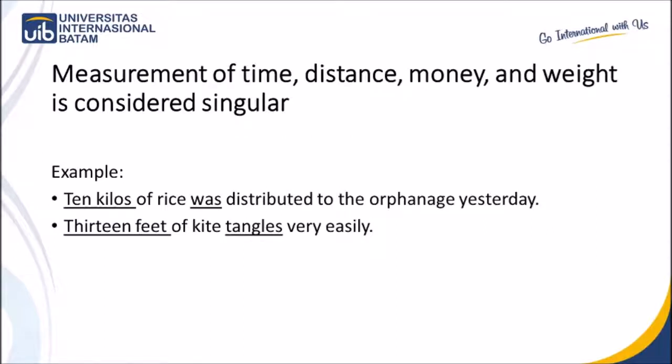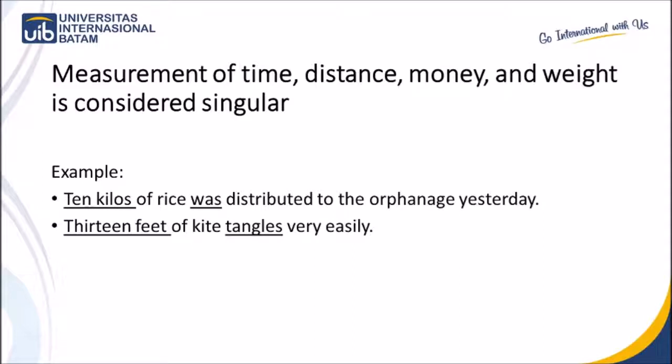And then, when a measurement of time, distance, money, and weight is the subject, it is considered singular. For example, 10 kilos of rice was distributed to the orphanage yesterday. We use singular verb was because we use a measurement of weight in the sentence, which is 10 kilos. Similar to the next sentence, 13 feet of kite tangles very easily. We use verb 1 plus s there because there is a measurement of distance, which is 13 feet, in the sentence.